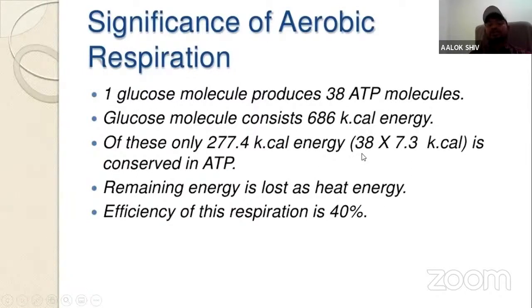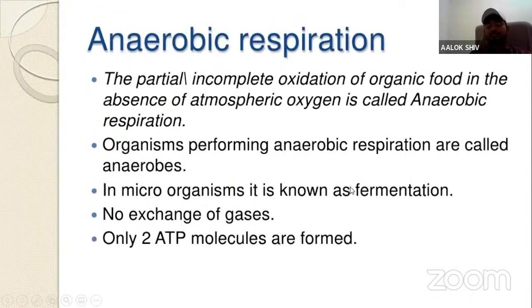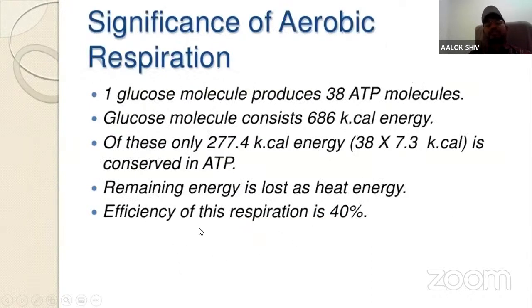But if you see 38 into 7.3, why 7.3? Because one ATP is equal to 7.3 kilocalories. We have seen, and this is only 277.4 kilocalories. What happened to the 686? Where is the rest? This remaining energy is lost as heat energy. That's why the efficiency of aerobic respiration is only 40%: 277.4 divided by 686 is 40%.